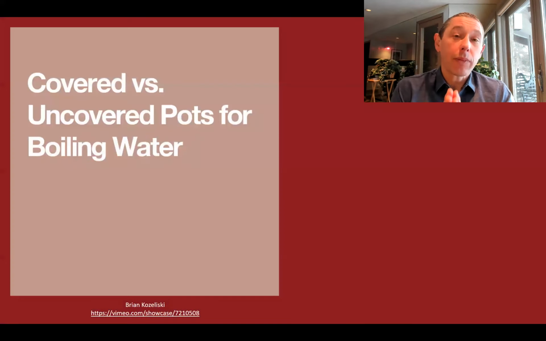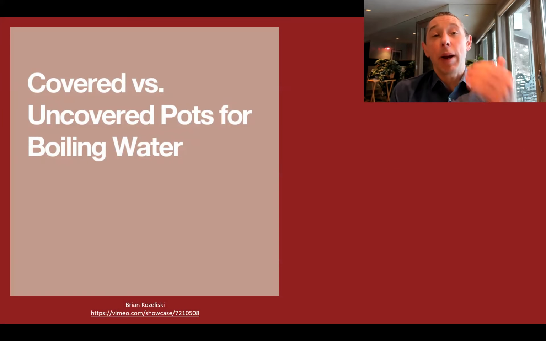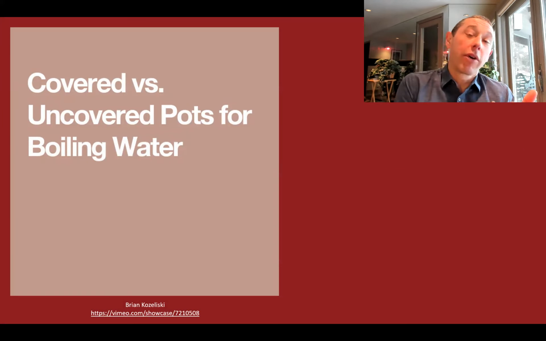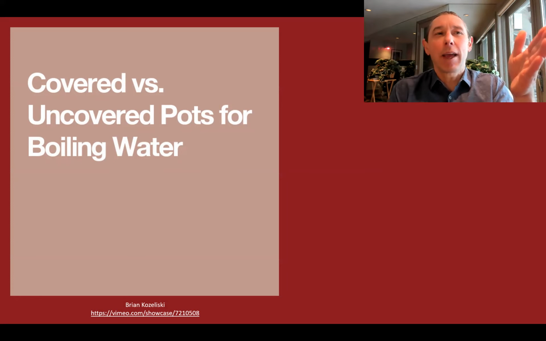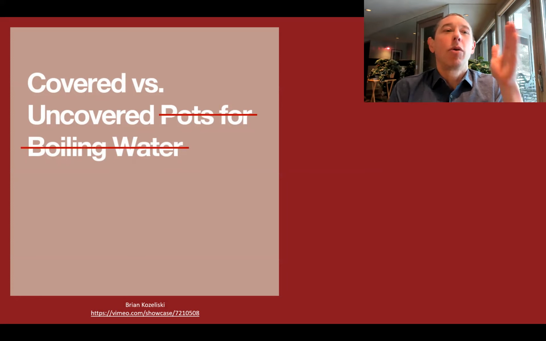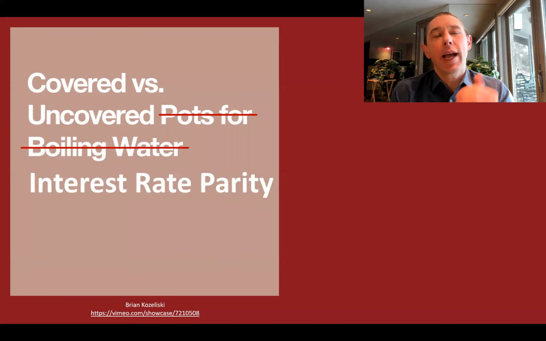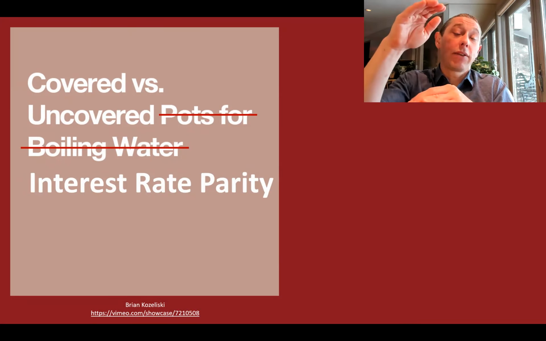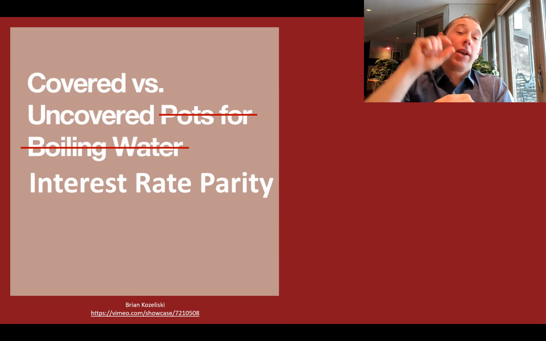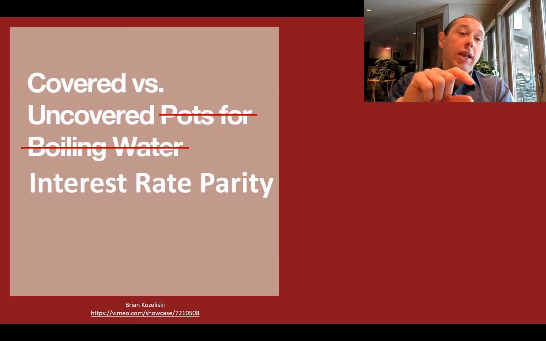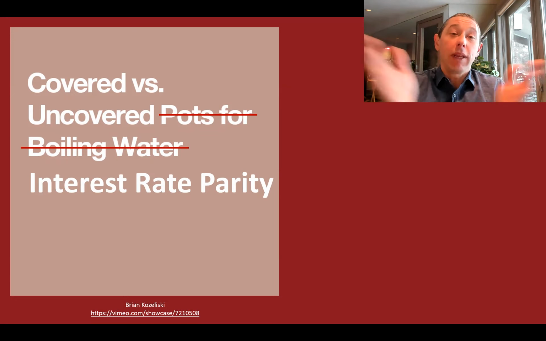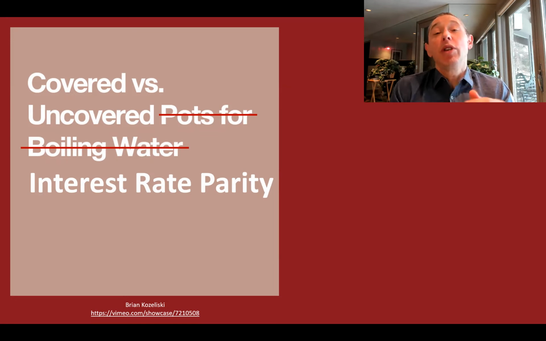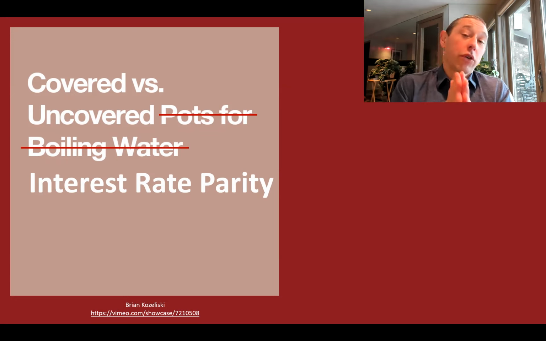I should also point out that when we talk about interest rate parity, people will talk about covered versus uncovered. We're not talking about pots for boiling water. No, yes, we are talking about interest rate parity. So the idea here is when it's covered, those things add up, right? So the interest rate differential and the forward rate make that equation equal, right? And what we just saw is that right now interest rates are uncovered.